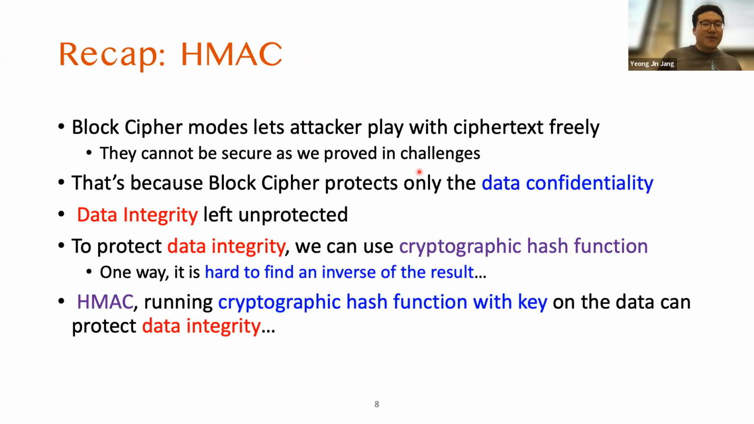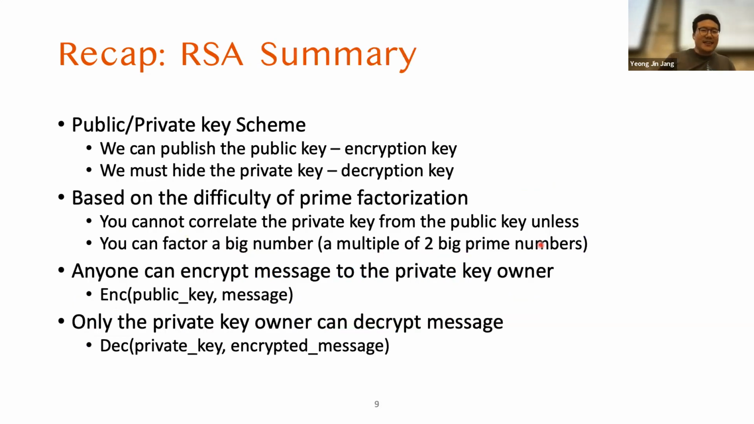So to summarize the HMAC part, block cipher modes let the attacker play with the ciphertext. Because the block cipher does not protect data integrity, they are susceptible to those attacks. To protect data integrity, we can use a cryptographic hash function. It is one way and cannot be correlated, and a small change will result in a big change. And then we can create the HMAC, which is the secure way to create a message authentication code using a cryptographic hash function. And we also learned about RSA. So the recap is quite long because we learned a lot.